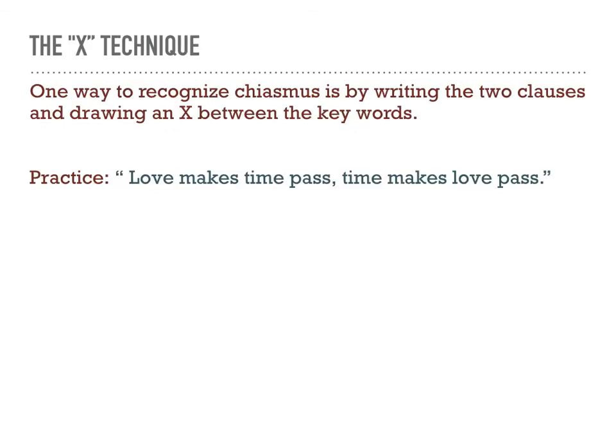So as I mentioned earlier, there is a technique known as the X technique, and that is just writing the two clauses and drawing an X between the keywords. So let's practice this. This quote reads, "Love makes time pass, time makes love pass." So the first thing we want to do is identify where chiasmus is being used. So in this example, love and time are being flipped. So we can go love, time, and then it flips to time and love, which forms an X, so to speak.